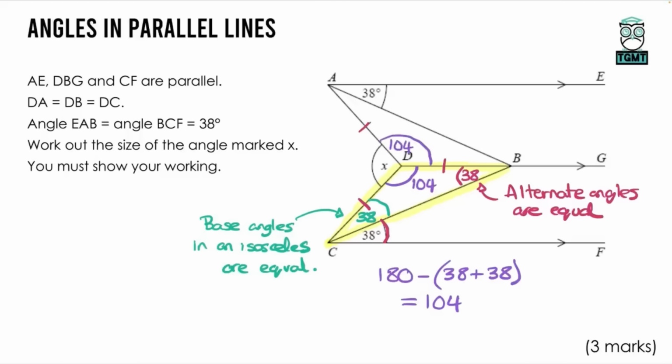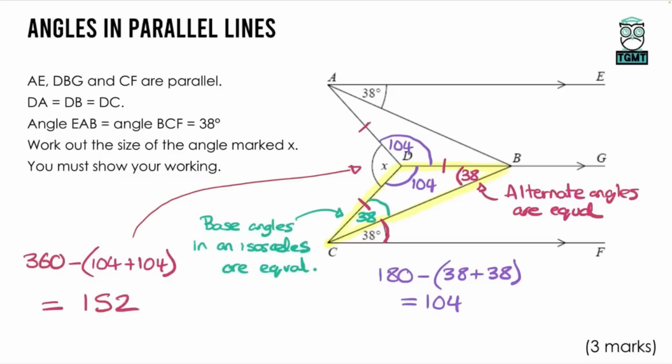So to find that angle x, that is the missing angle around a point. Angles around a point add up to 360. So to find our final angle here, we would do 360, the angles around a point, subtract the two 104s, so 104 plus 104, and there we go. We can type that in, 360, take away 104 plus 104, and that gives us 152 degrees as our final answer. And there we go.